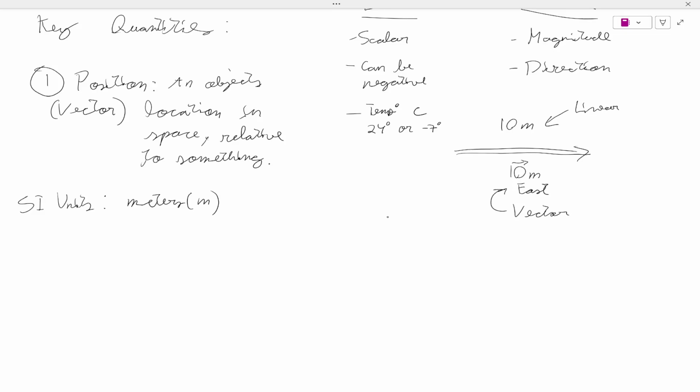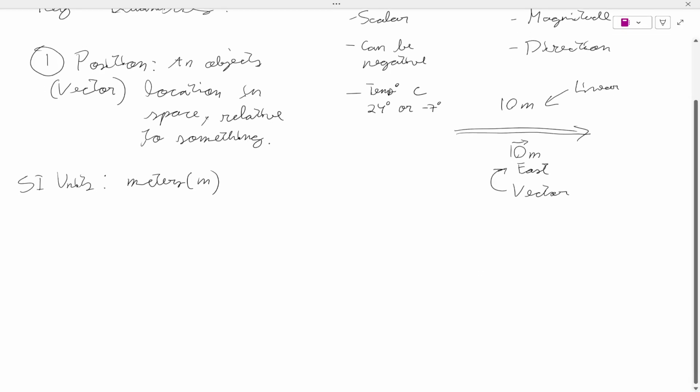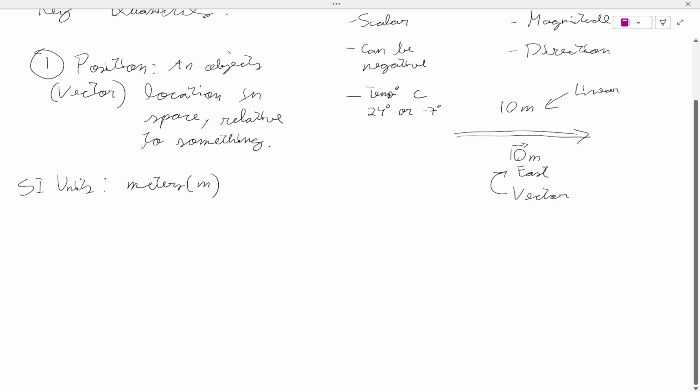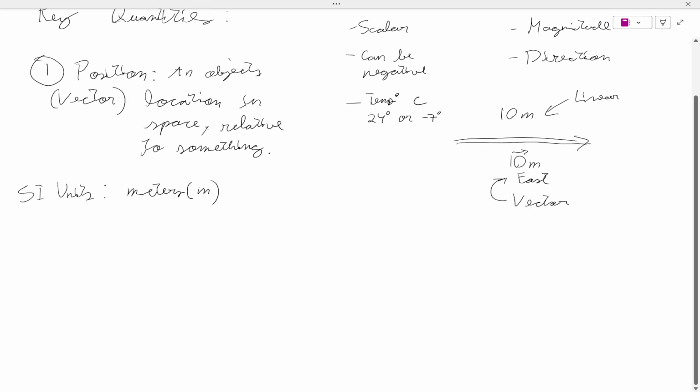For example, in this number line over here, if my position was here, where am I? I'm 10 meters from the end point, right? I'm 10 meters relative to something else, and you can just circle this, boom, you have the radius. Anyways, moving on. So the SI unit is meters, and this has a symbol of X.